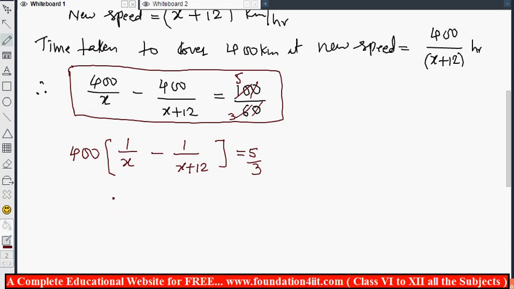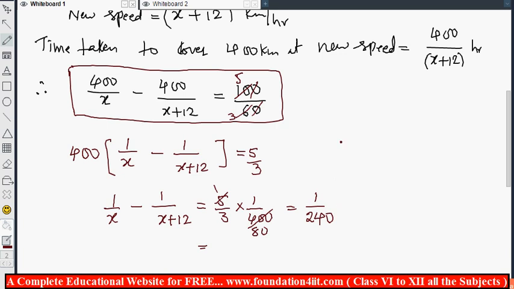That I wrote, 400 you can take this side. Then that is 1 by x minus 1 by x plus 12 is equal to 5 by 3. 400 is multiplying, so this side divide by 400. From this, 5 ones are 5, 40, 0. So 3 into 8, it is 1 by 240.